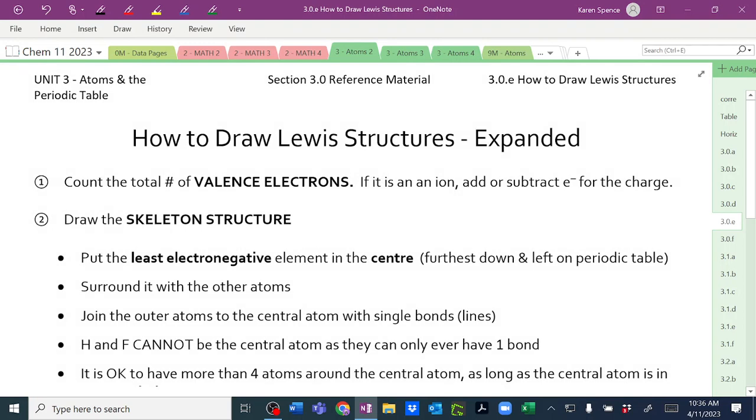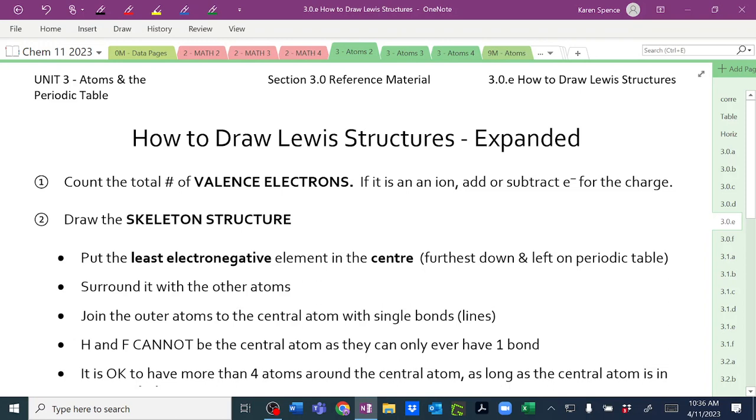So these are the rules that we went over on Thursday in regard to drawing Lewis structures for covalent compounds. So you are going to count the total number of valence electrons. If it is an ion, and that's one of the things we will add today, you are going to add or subtract electrons for the charge. So everyone should have a copy of these rules somewhere. You will not have them during the quiz on Friday. There's a quiz on this on Friday, which I felt gave everybody enough time to get caught up on it, okay?